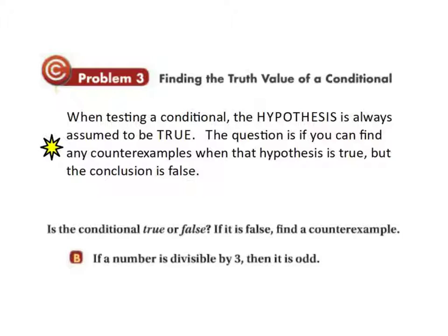So let's keep practicing. If a number is divisible by 3, then it's odd. We're deciding true or false. To say it's false, we have to find a scenario where the hypothesis holds true. I've got a number that's divisible by 3, but I want the conclusion to end up not being true. Since it says "then it's odd," I'm really trying to find something that's even. A number that's divisible by 3, but ends up being even. Do you have it in your head? I'm going to say this one's false, and my counterexample would be 6. Now there are multiple counterexamples. Maybe you thought 12. There'd be a lot of them. That's my counterexample.